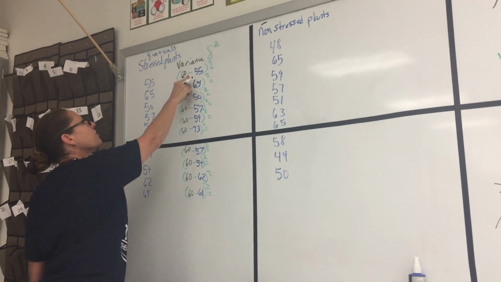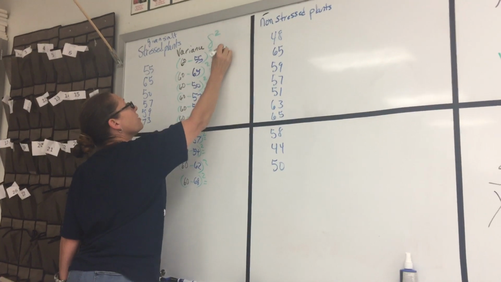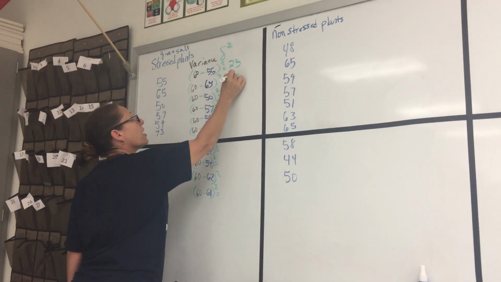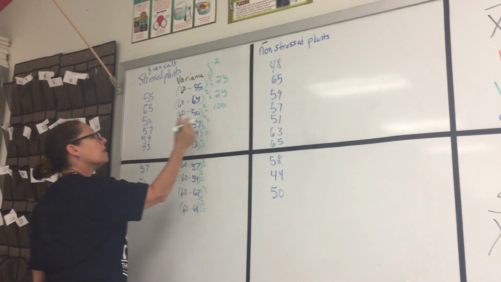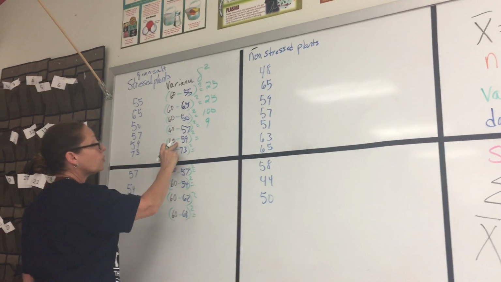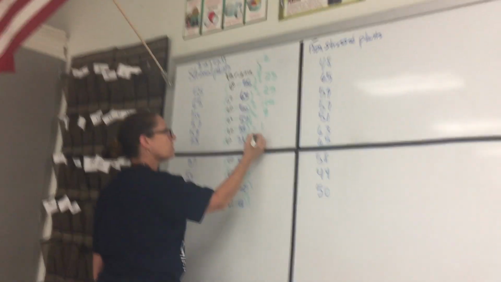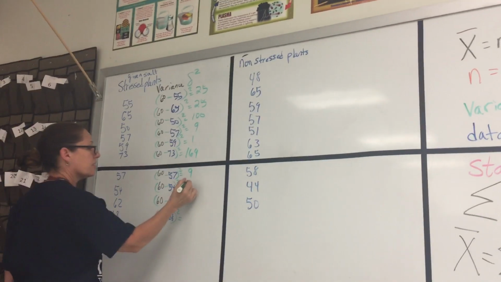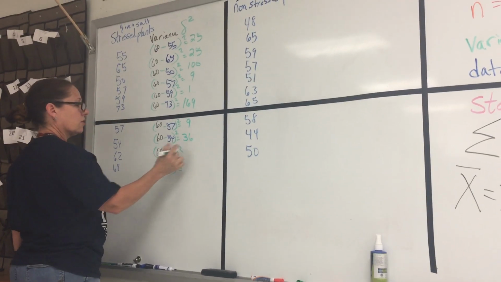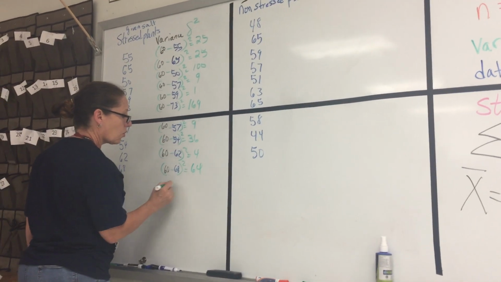So 60 minus 55 equals 5. 5 squared equals 25. Then we have another 5 squared is 25. That's going to be 10 squared, that's going to equal 100. Then we're going to have 3, and that's going to equal 9. We're going to have 1. 1 times 1 equals 1. 73, 60 minus 73 is 13. 13 squared equals 169. Then we have another 3. That'll give us 9. That's 6 squared is 36. 2 squared equals 4. And then 8 squared, which equals 64. We're going to add all that up.